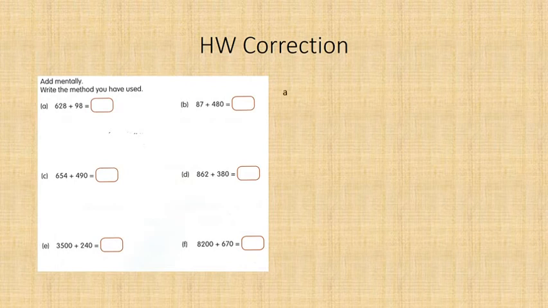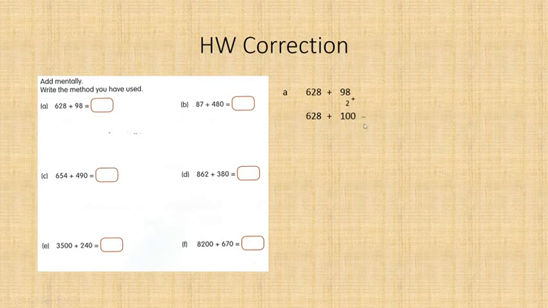So I have 628 plus 98 in question number A. Listen here. If I want to add them, I need to make something to make it easier for me to calculate. So what if I added 2 to the 98? It will be 100, so it's going to be easier for me to calculate. I changed the 98 in the question, I made it 100.